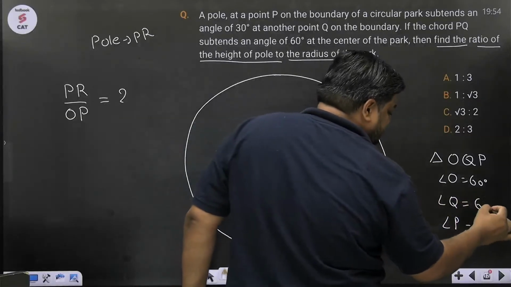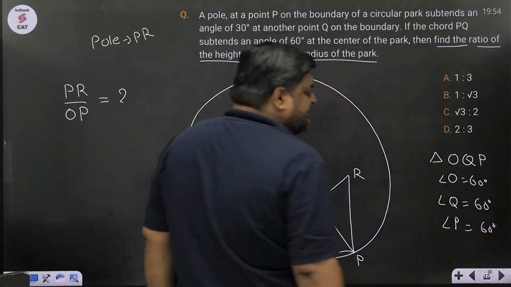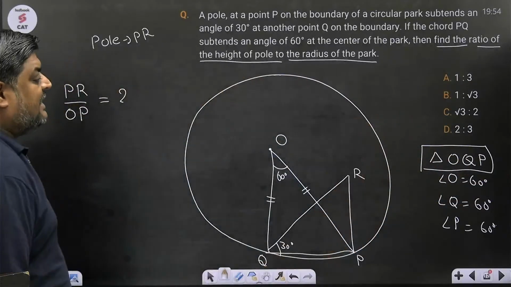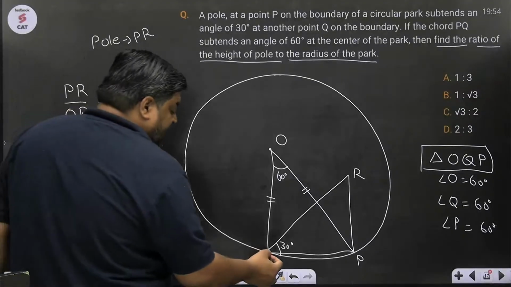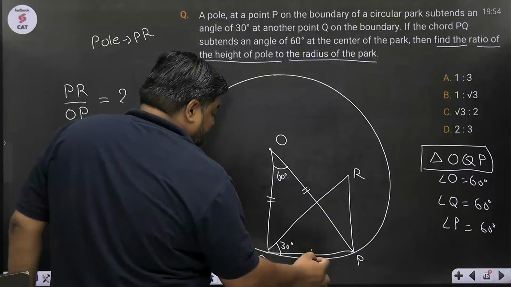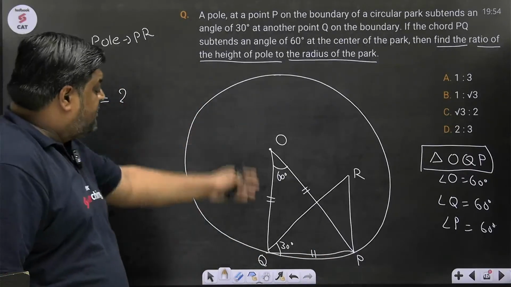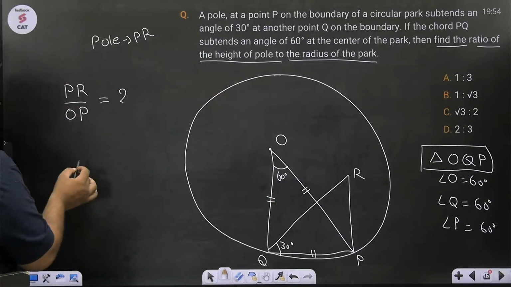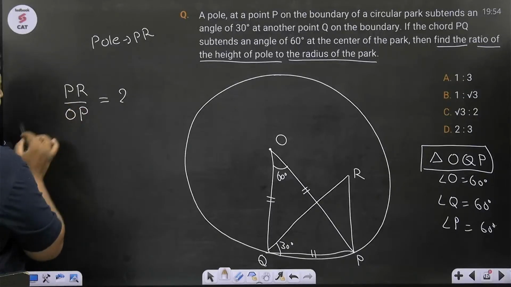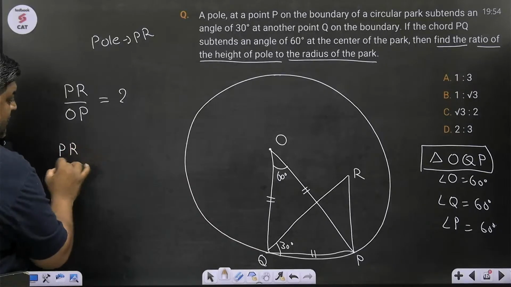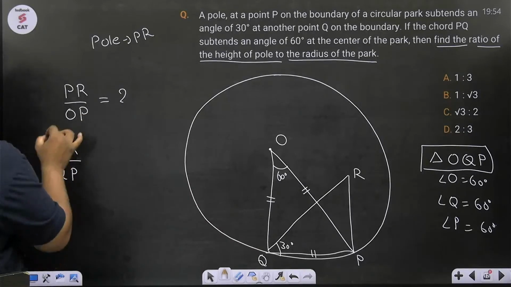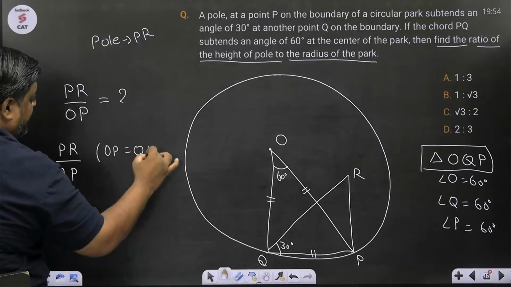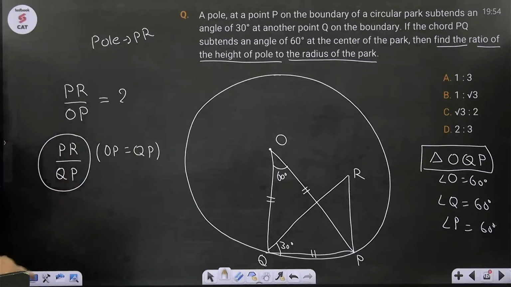So they have to be 60 and 60. They have to be 60 and 60, which means this triangle is equilateral, right? So this third side is also equal to these two. This third side QP is also equal to OQ and OP. Sorted? So now I have to find PR upon OP. Instead, if I find PR upon QP, it's the same thing, because OP is equal to QP. So if I find this value, that would be the answer.